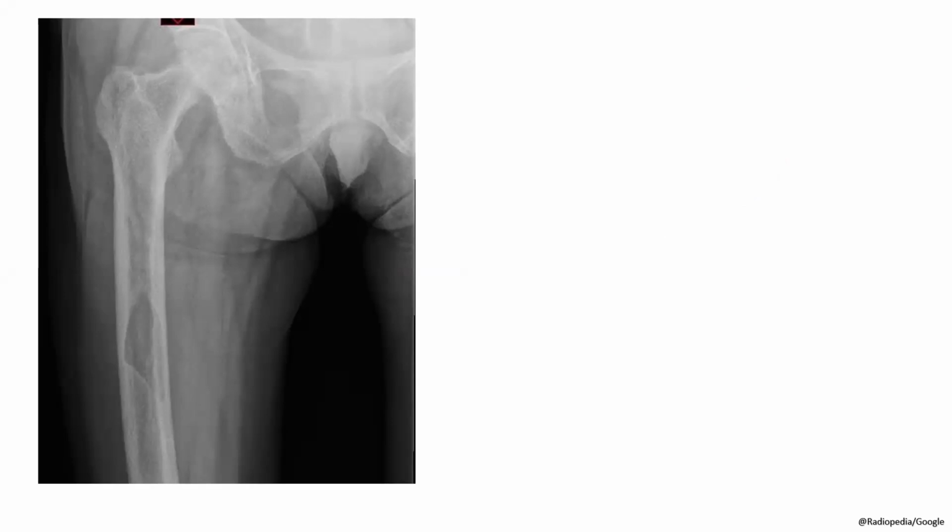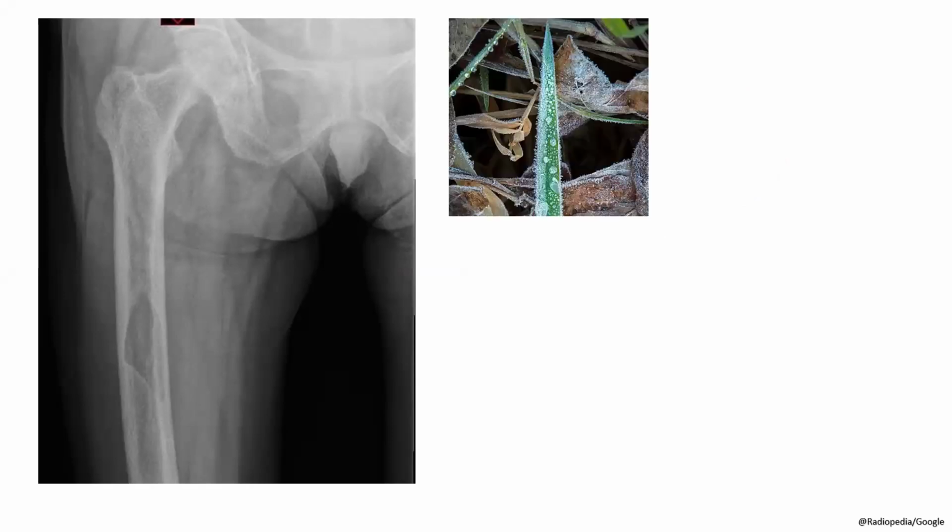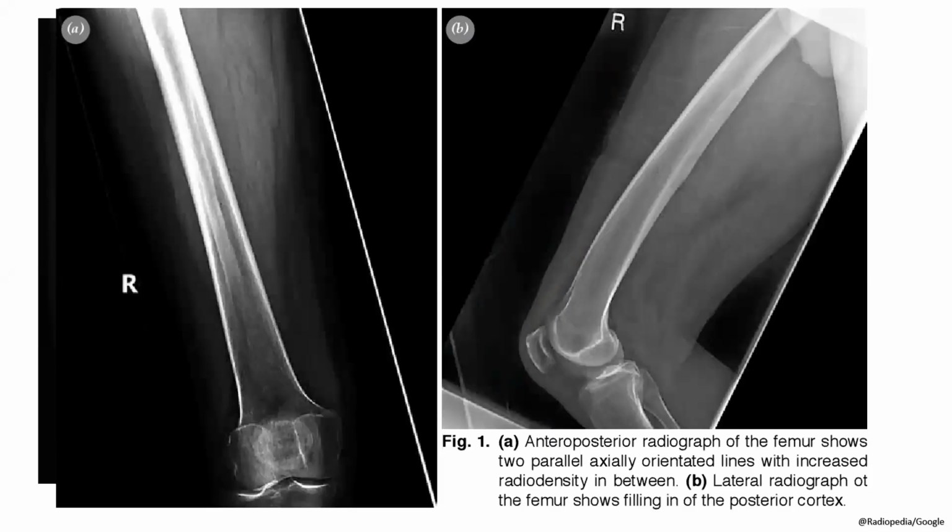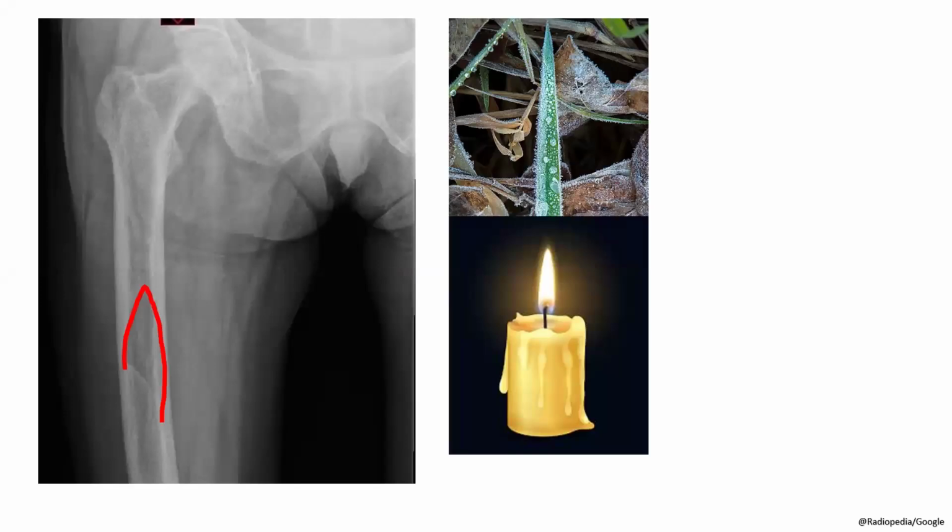What is this sign? This is blade of grass sign or candle flame sign, which is described in lytic phase of Paget's disease. So Paget's disease has three phases. In the lytic phase, you can see this blade of grass or candle flame type of osteolysis.